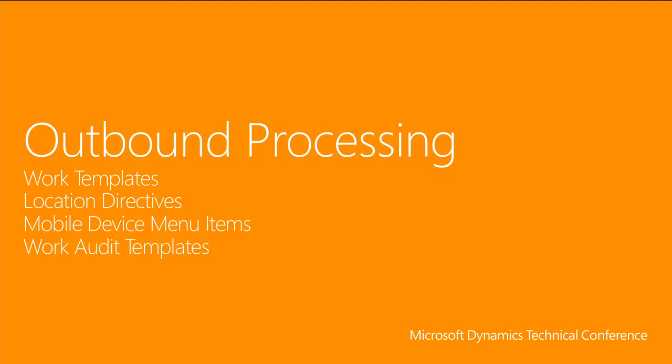So now let's talk a little bit about outbound processing and how we can configure outbound processing in AX. Earlier on, I described what each of these means or what each of these does, but I'll do it again. Work templates define what steps are required in order to complete a process. Right? In order to ship my goods, what do I have to do? Location directives define where do I go to complete that process. Mobile devices menu items tell us how things behave. And work audit templates allow us to trigger additional functions to occur when we perform this process. Okay. So let's take a look at some of that configuration.